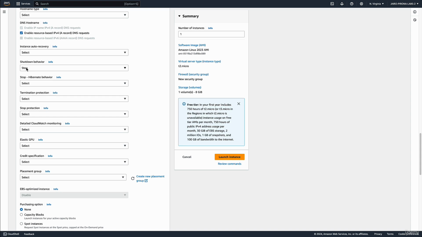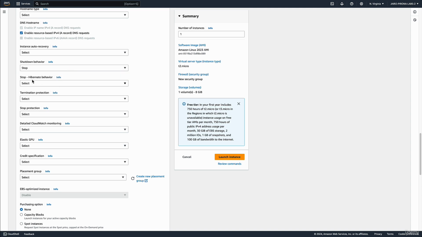In shutdown behavior, this option determines what happens to the EC2 instance when a shutdown command is issued from the operating system. Will the EC2 instance be stopped or terminated when you shut it down from the operating system? For example, when you click the Start menu on a Windows computer and issue the shutdown command, depending on the option selected here, that instance will be shut down or terminated.